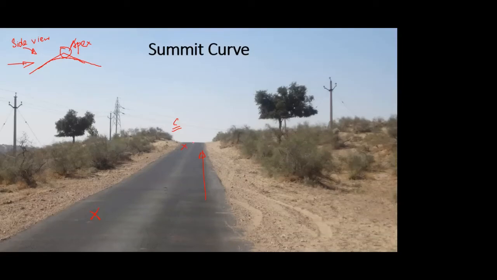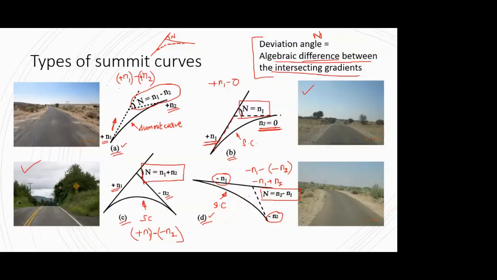So maybe if there is an obstacle just after this point, when you reach here, you will come to know about that obstacle, and then you might not have sufficient stopping distance to stop. In that case you might collide with that obstacle, or if it's an oncoming vehicle, you will have a head-on collision. So summit curve C, where you have an up gradient followed by a down gradient, is the most dangerous one.